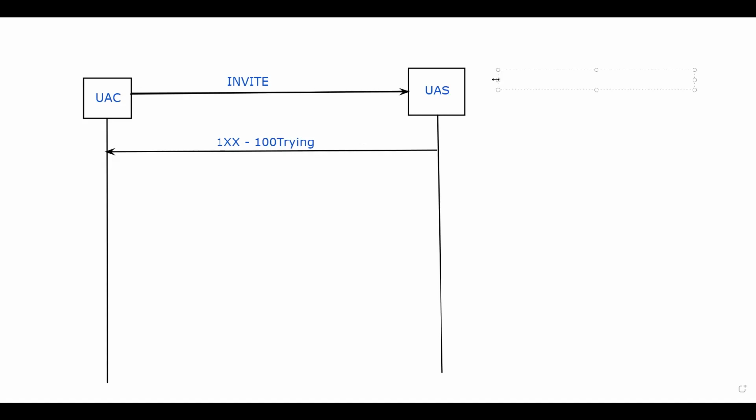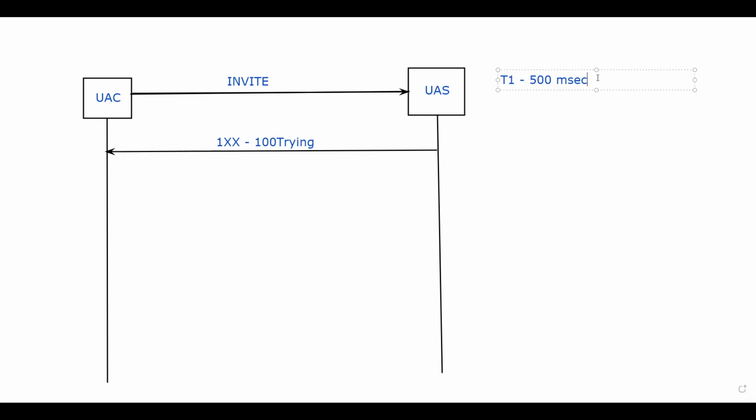Why am I saying T1 timer? The T1 timer is 0.5 seconds, or you can say 500 milliseconds, right? This is the T1 timer, and this is the default. So if you are not getting this 100 Trying, then the user agent client will send the request again, after this 500 milliseconds, which is your 0.5.